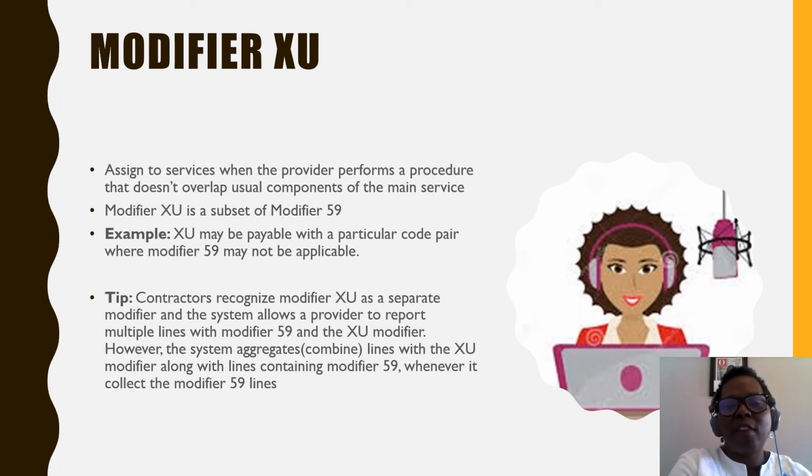And lastly, we have modifier XU. So with modifier XU, it represents when the provider performs a procedure that doesn't overlap usual components of the main service. It's almost like it mimics 51 in a sense because it is not overlapping, it's not a part of a major or main component or main procedure. So in this case, you would assign modifier XU. And again, the same tip applies to this one as well. You try to pad it with modifier 59. Again, they're going to aggregate or combine those line items.